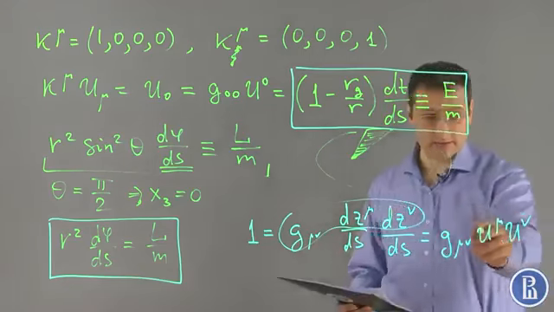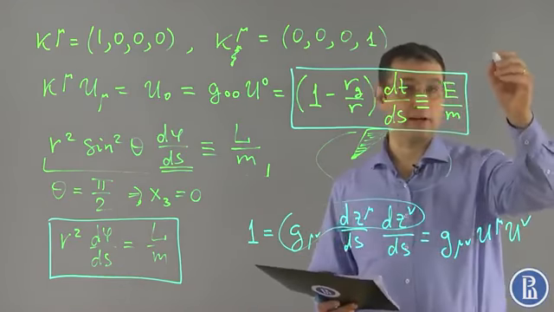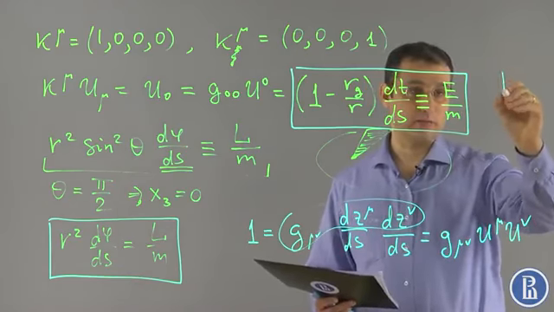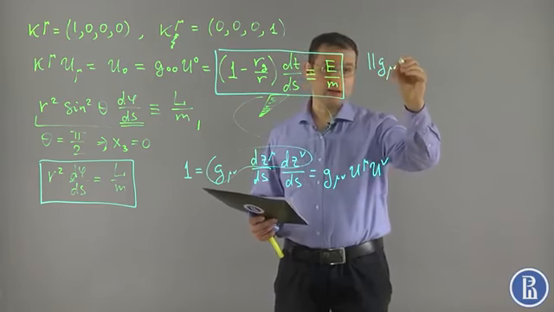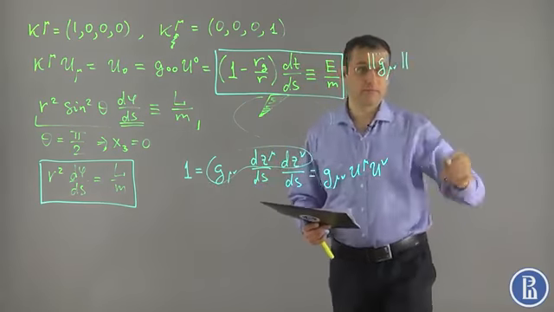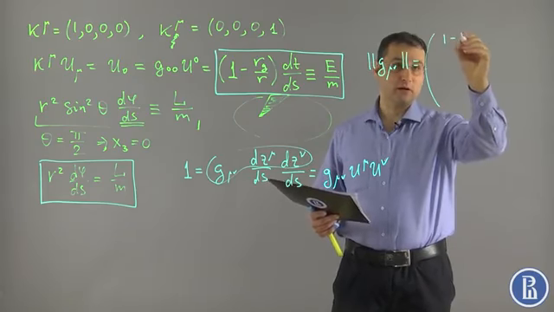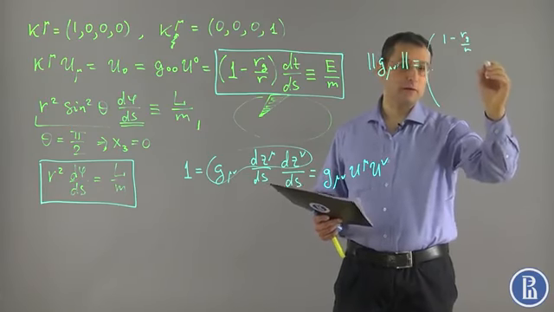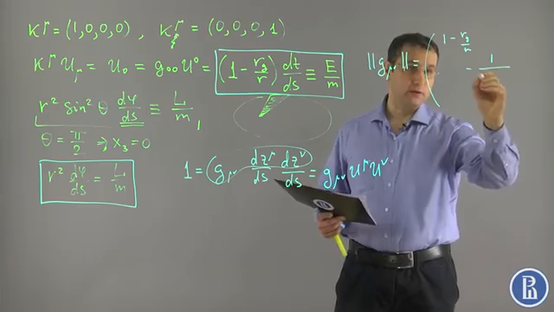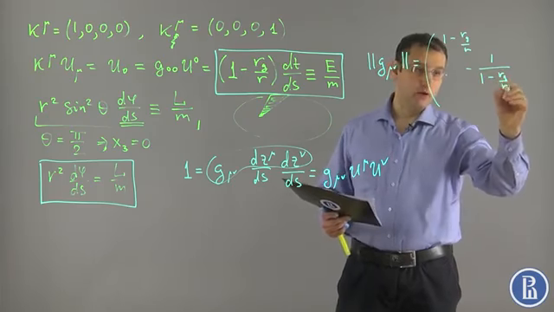Now, using this for the Schwarzschild metric, let me remind you that the metric tensor has this form. It's 1 minus r_g divided by r, minus 1 over 1 minus r_g divided by r.